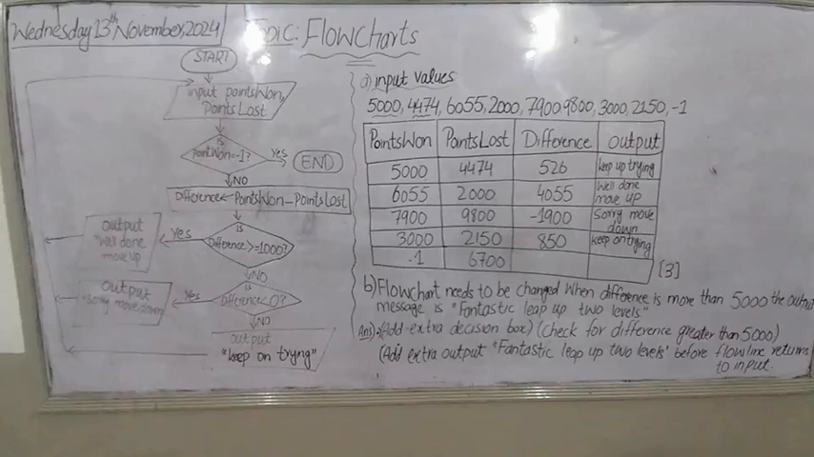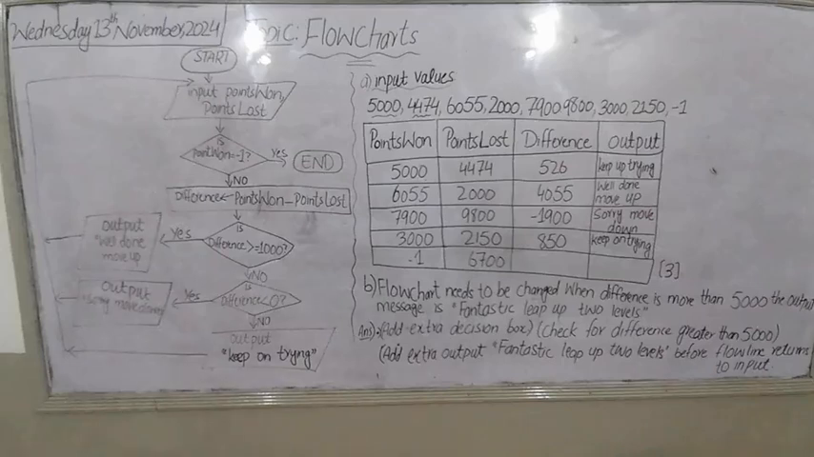In the next step we have checked the condition. The value in points1 is not equal to -1, so we have moved forward. Then we have subtracted the two values, 5000 minus 4474, and we got the difference 526, and we have checked the conditions step by step, and at the end we moved to the output statement, that is keep up trying.